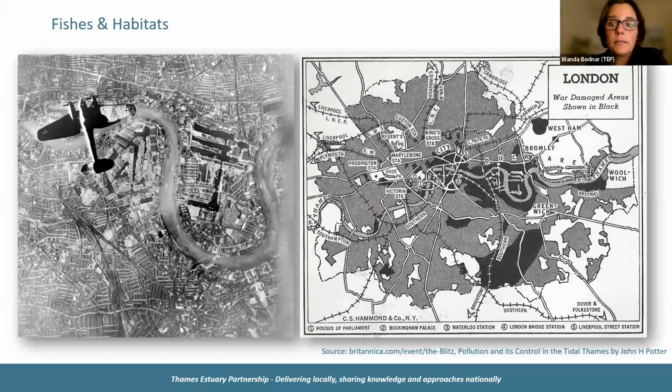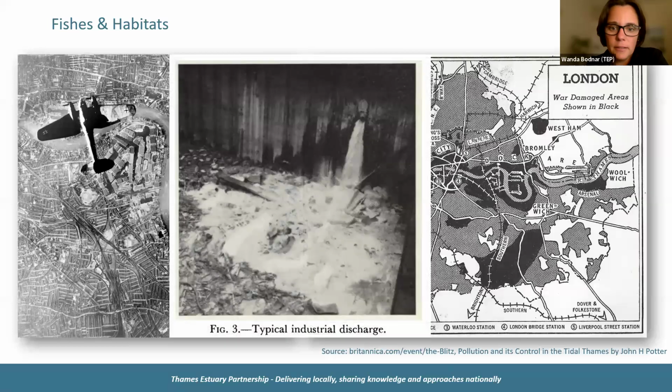Then, during the Blitz, large parts of the sewer system were damaged. And then following the Second World War, industrial activities also continued. And so due to the combination of all these events, the situation once again became severe by 1957, when there was no established fish population between Kew and Gravesend, and the Thames was declared biologically dead.